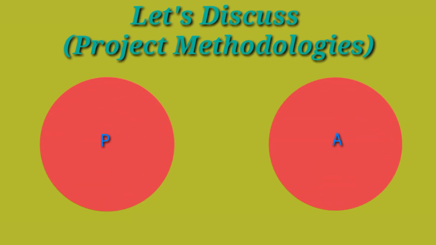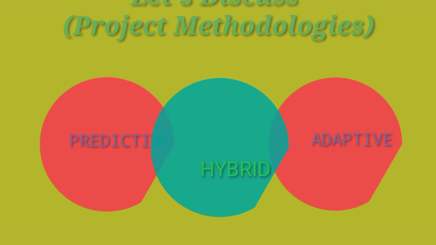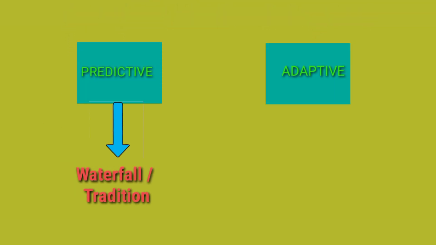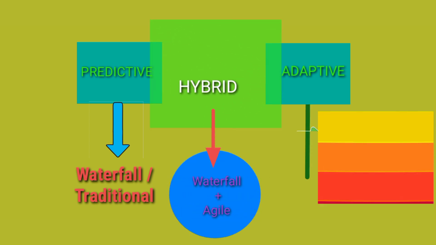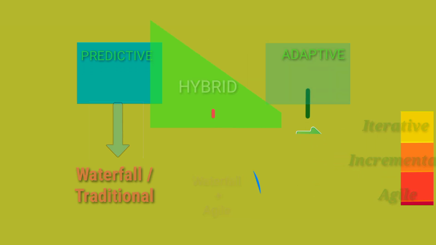In this video, we will study in detail the project management methodologies that are predictive, hybrid, and adaptive. Now you can see how these methodologies are further classified. Predictive is very well known as the waterfall methodology. Adaptive is further classified into three different methodologies, that is iterative, incremental, and agile, and hybrid is the combination of waterfall plus agile.